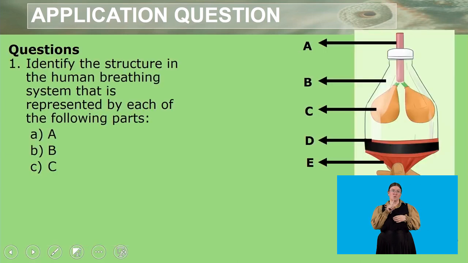For the questions, it says, identify the structure in the human breathing system, being the respiratory system, that is represented by each of the following parts. A, we see, is represented by a straw. It is an air passage that allows air to move in, so A will be the trachea.